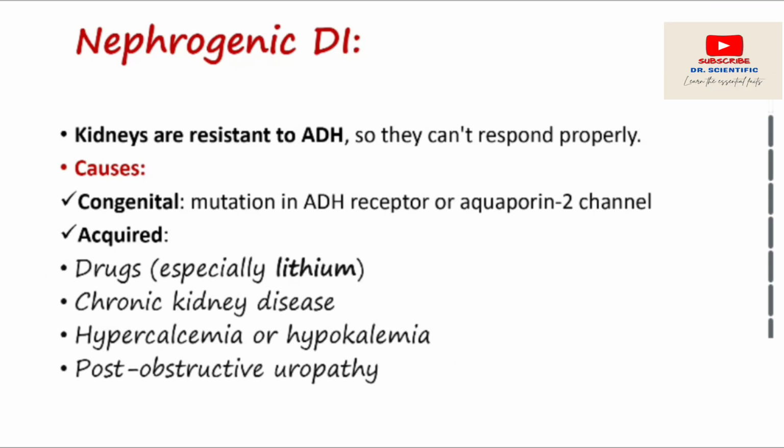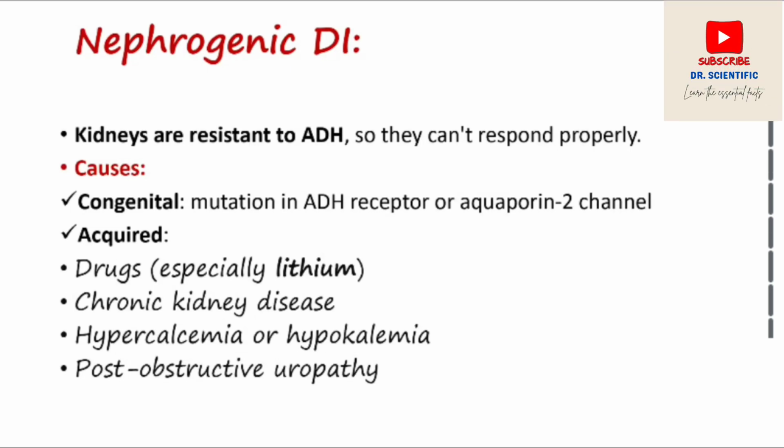We have nephrogenic DI. This is where kidneys are resistant to ADH, so they can't respond properly. ADH in the body is being produced normally, but the kidney tubules are not able to respond to this ADH, meaning there is obstruction or disruption of mechanisms like V2 receptors and insertion of aquaporin 2 channels. There is a problem there that causes the kidney not to be able to absorb water even though ADH is present.